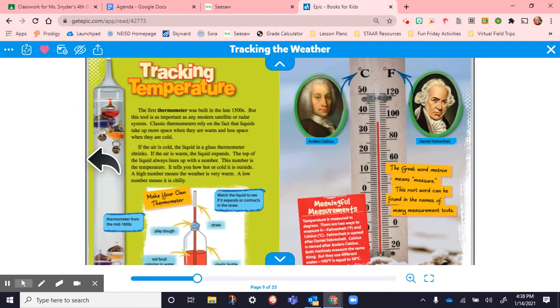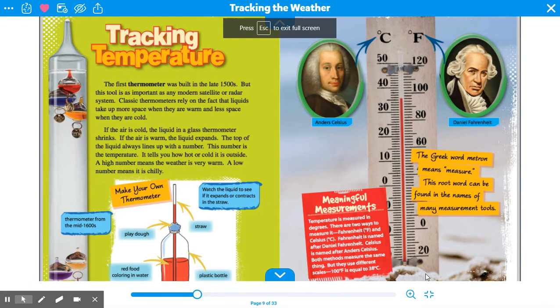All right, so this page here is talking about tracking the temperature. So here it's talking about how we use a thermometer. And the thermometer has one side that's the C for Celsius and the F for Fahrenheit. And this line right here, it talks about how the thermometer was built way back in the 1500s. And they realized that with the liquid, when it's warm, it takes up more space, and when it's colder, it takes up less space.